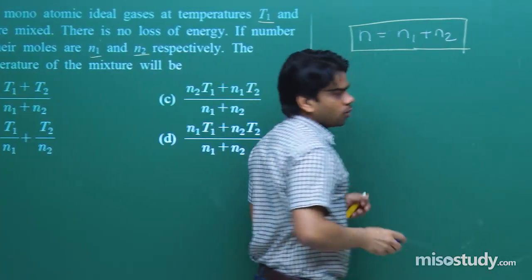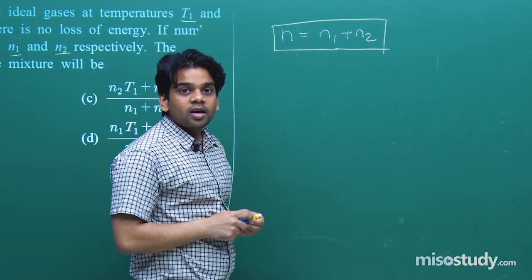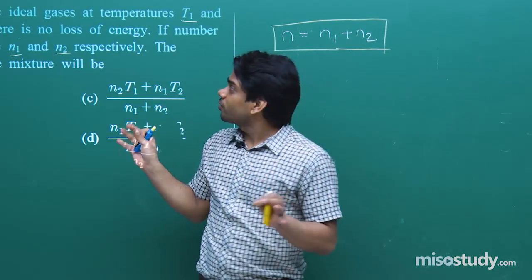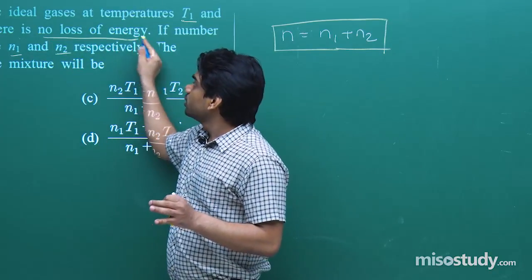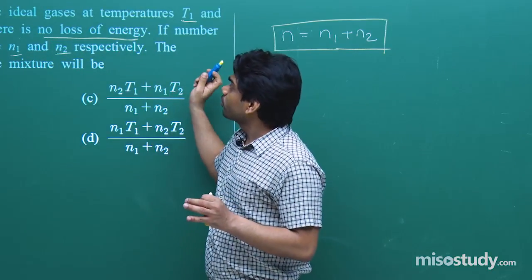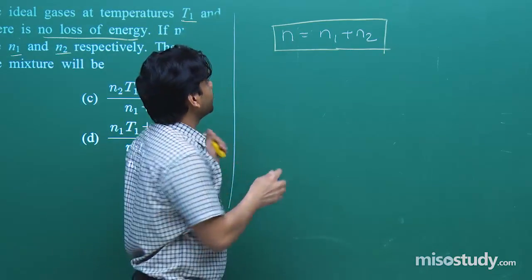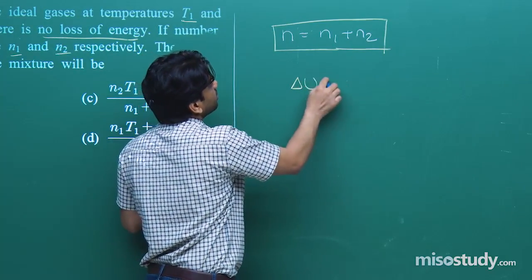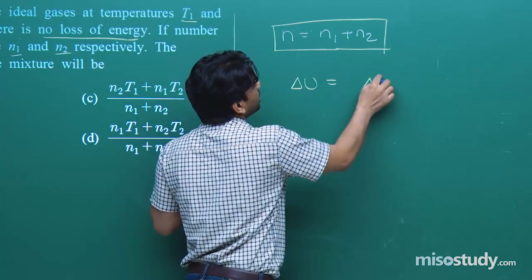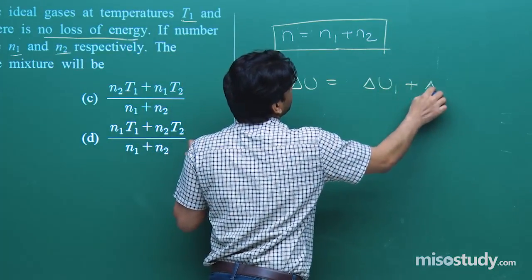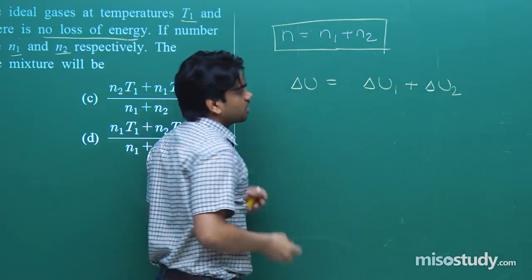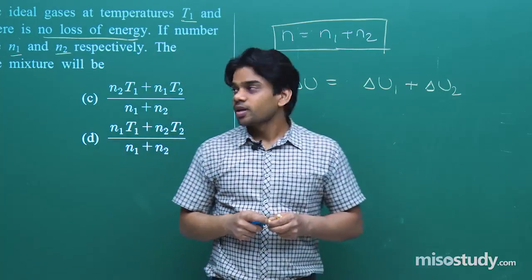This is what we know, N equals N1 plus N2. Now when they are mixed, there is no loss of energy. So for the change in internal energy, we need to find out what the temperature of the mixture will be. The change in internal energy will be equal to the change in internal energy of the first plus the change in internal energy of the second. That is what we can comment on.